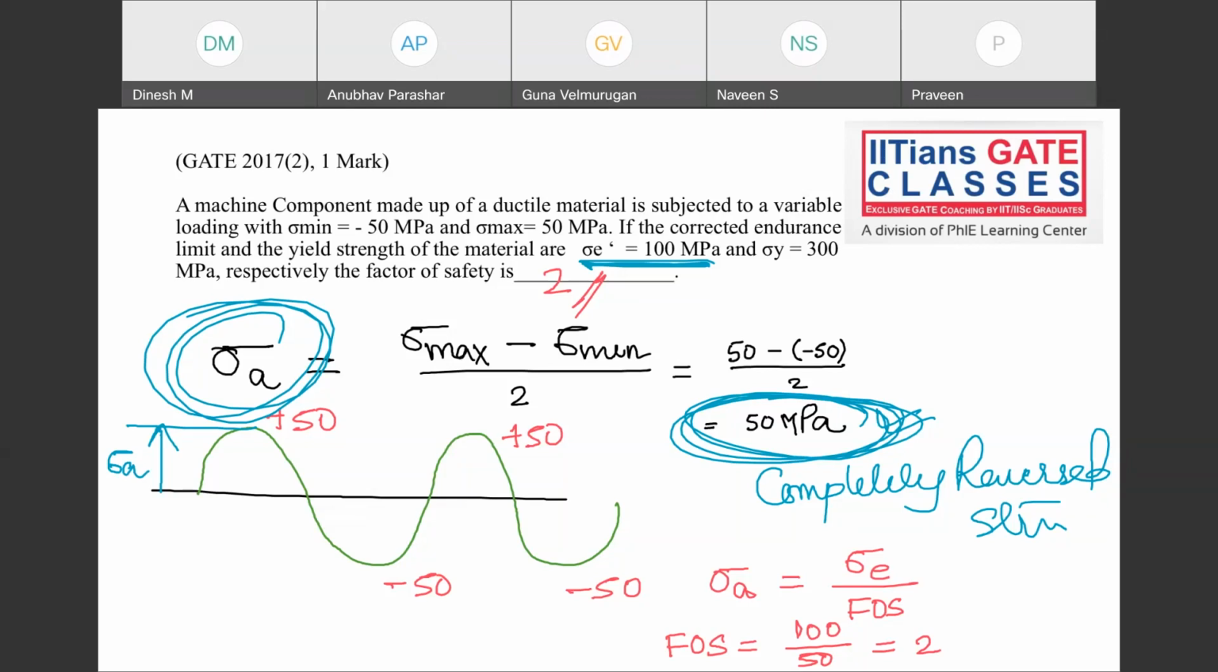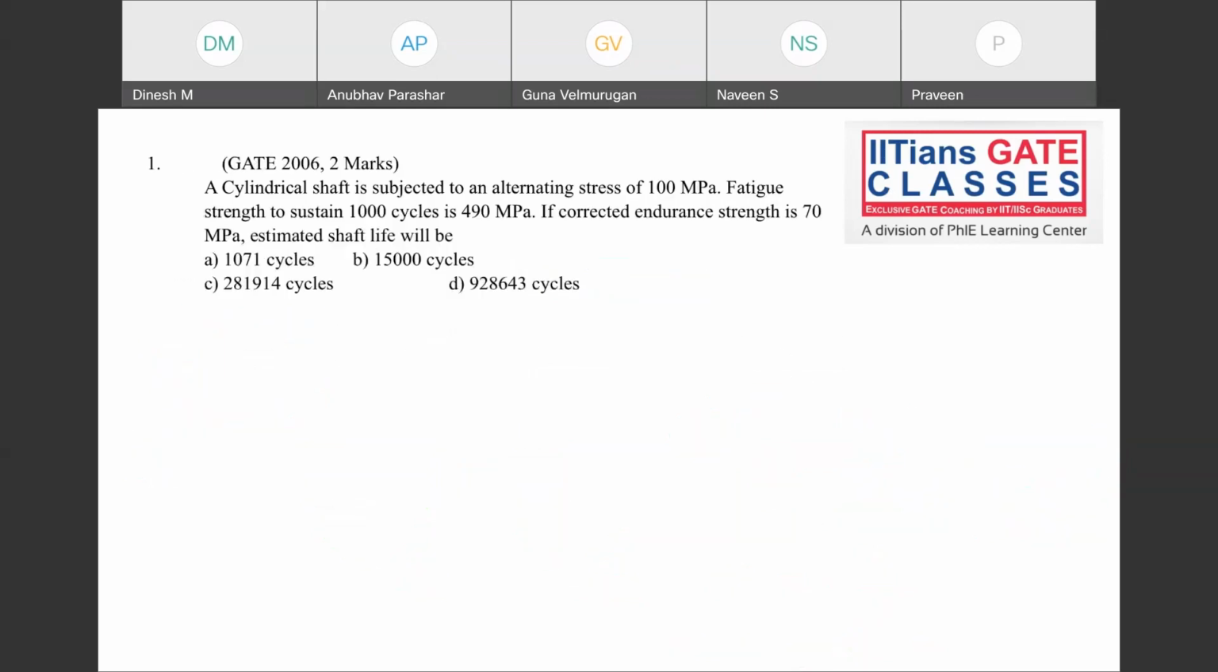Okay. So what design we have done here is you designed the component for infinite life. Right? So for infinite life, we can directly use the endurance limit. Okay. Let us do one more question.